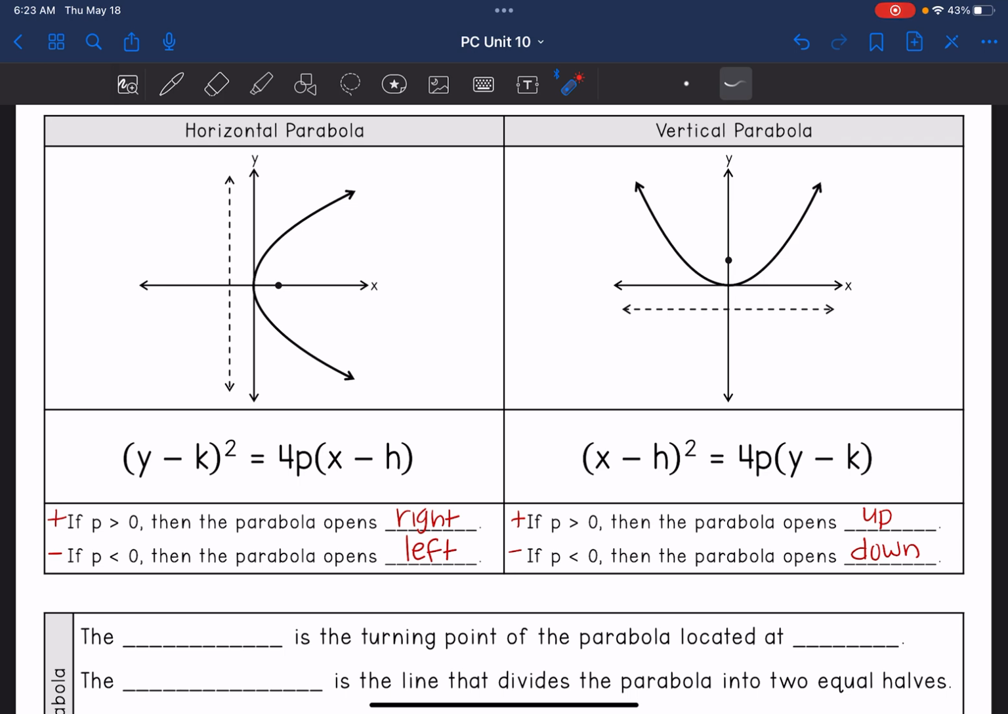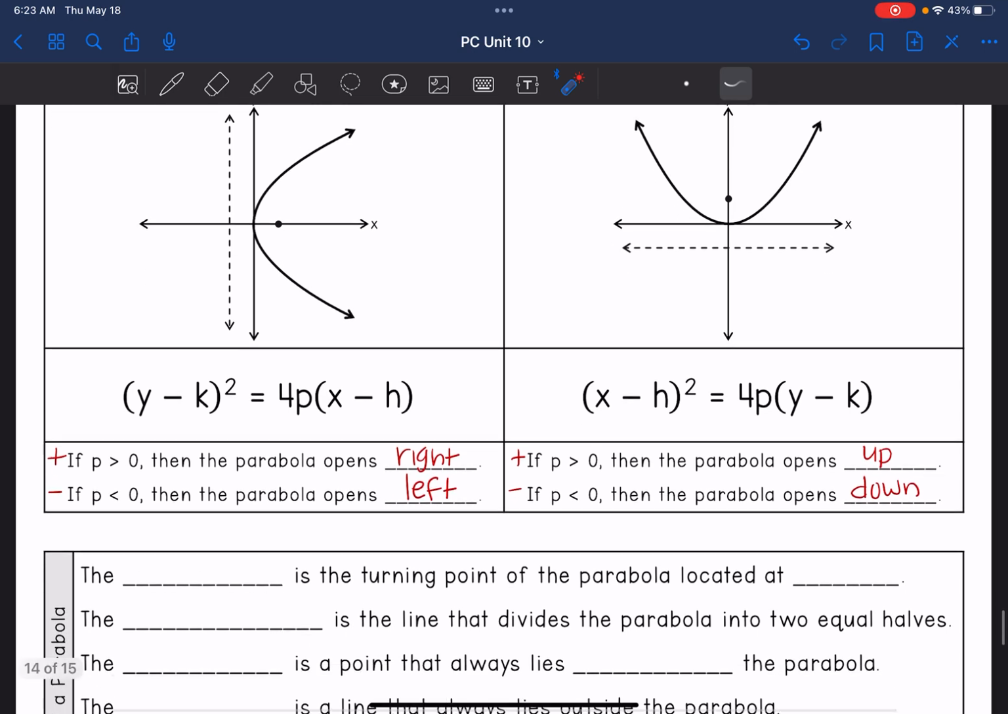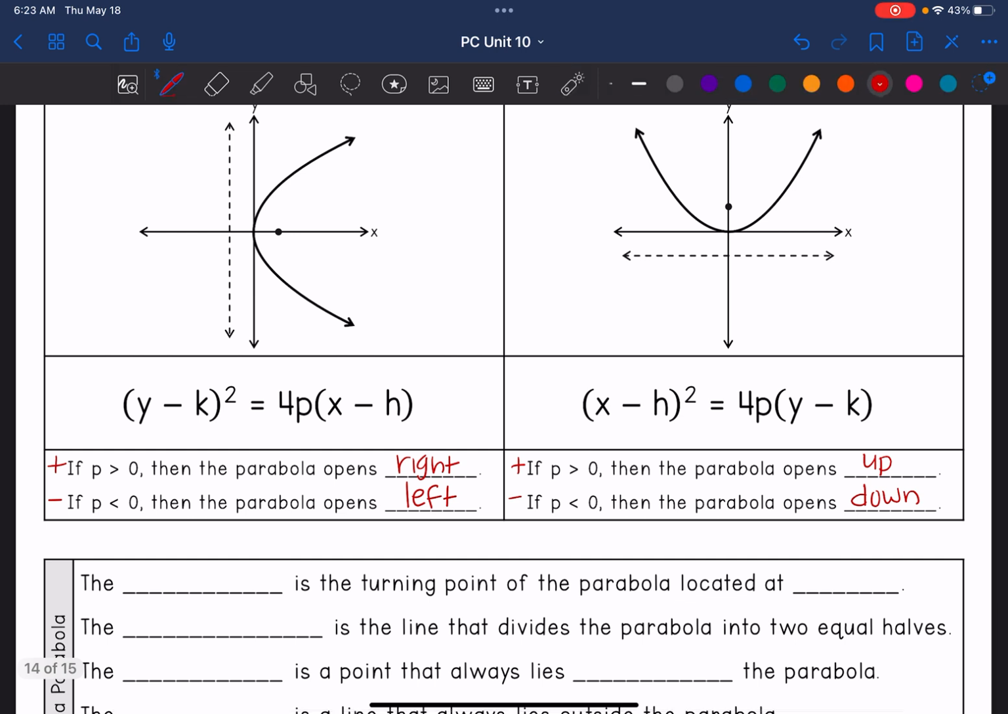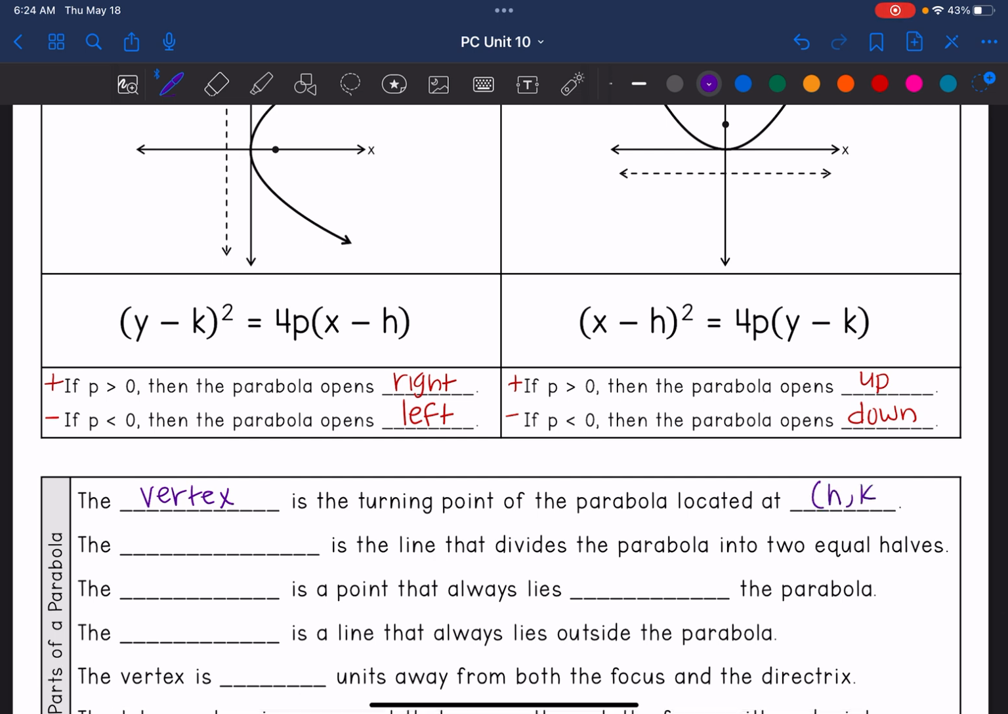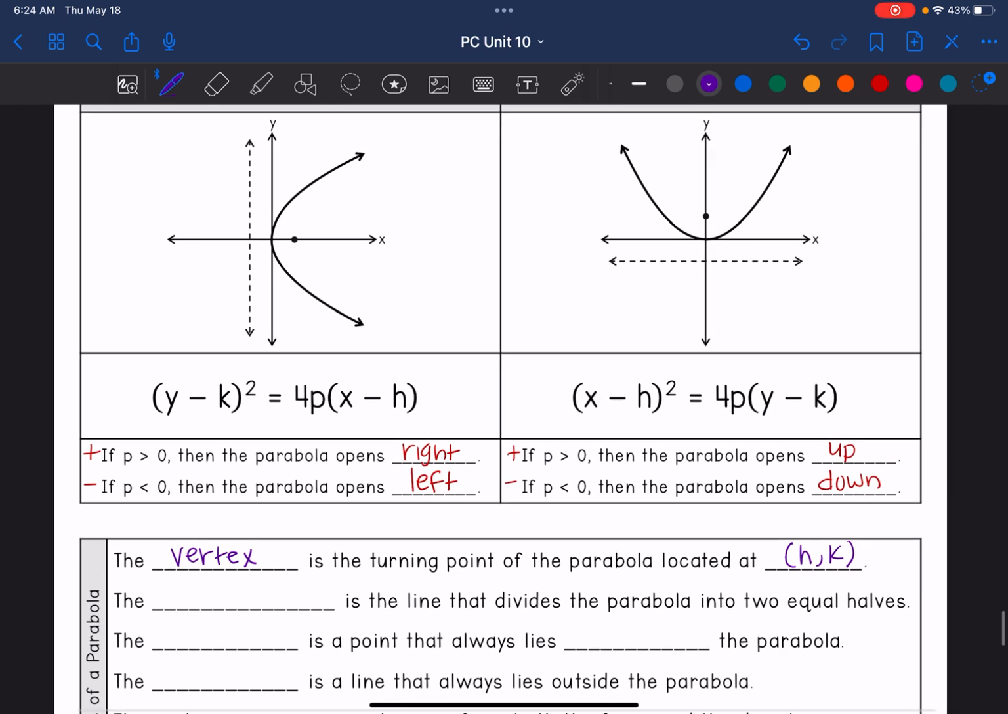Okay, so let's go through all the parts of the parabola that we need to know. So the easiest part of the parabola that you're always going to be able to find is the vertex. All the other conic sections, the circle, ellipse, hyperbola, they had a center. But for parabolas, they have a vertex. And that's going to be located at (h, k). So looking at our examples up here, the vertex for both of these is right in the center of the graph.